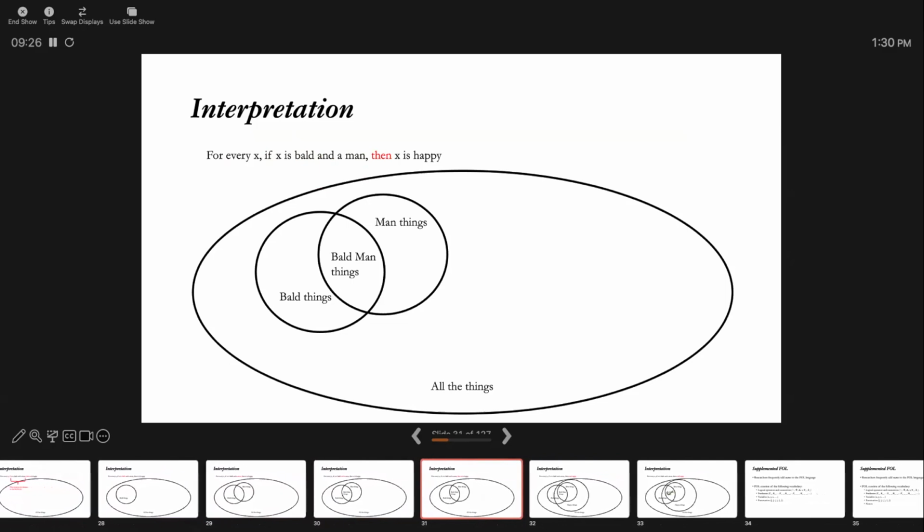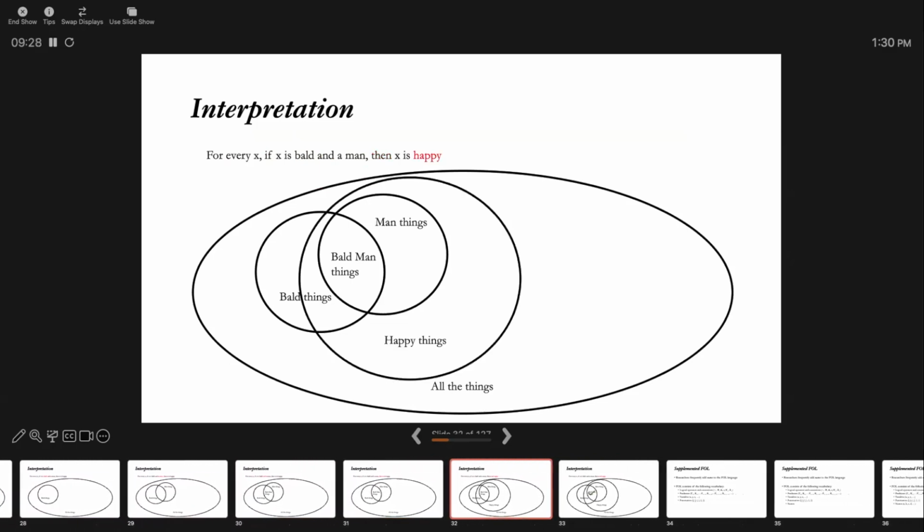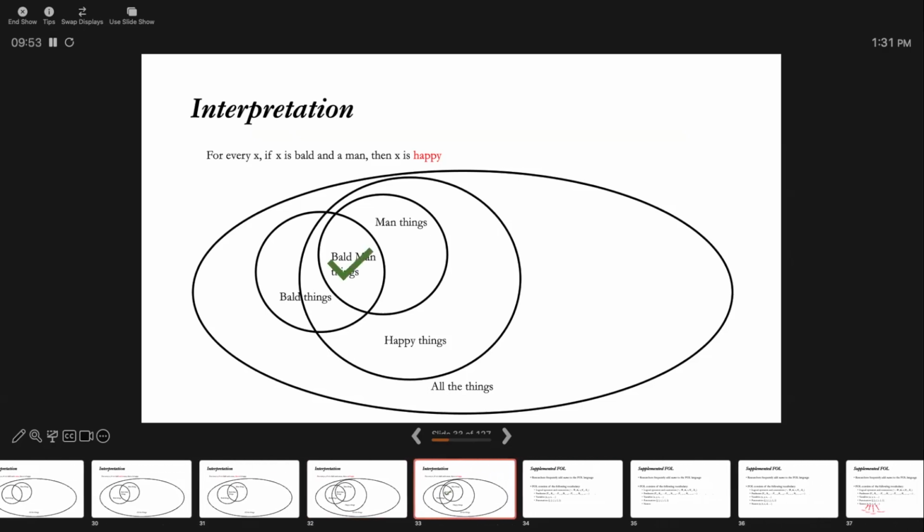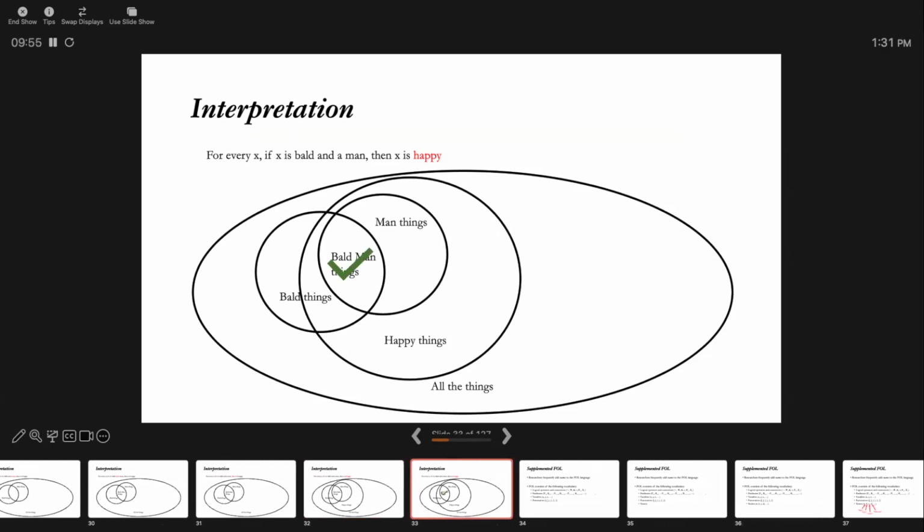Now, what about the "then"? Well, I want to say, out of all the happy things, and this was just an accident, I didn't actually mean to say that all men are happy, but that's what this represents. So forgive me for that. But as you can see, because all the man things are in the happy things, so technically. Okay, but what I really was trying to do is all the bald man things fall within all the happy things. That's what I'm trying to get at. And that's what this expression means. For everything that's a bald man thing, it is also a happy thing. Does that make sense?